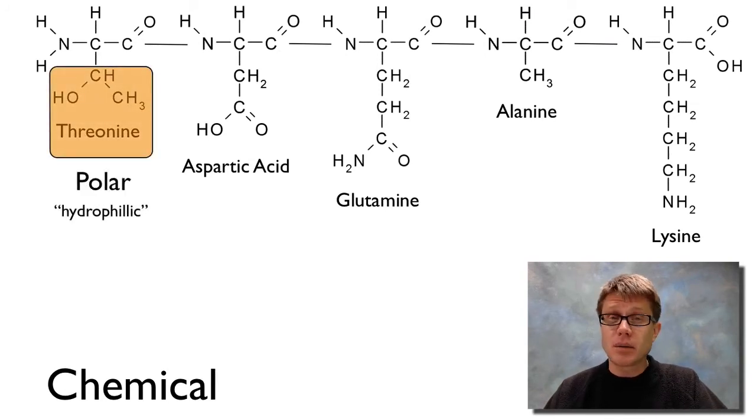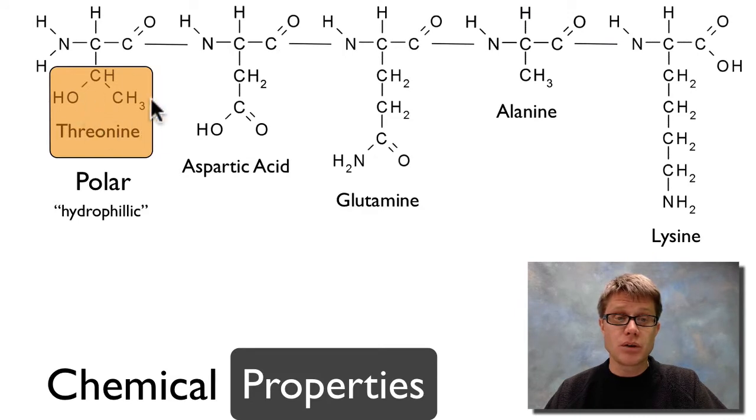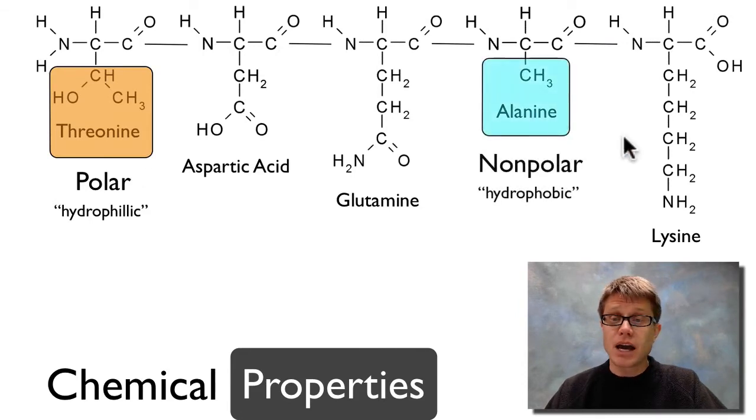These are each going to have different chemical properties. And so, for example, this one right here, threonine, is going to be polar. What that means is it's going to have a charge. If we look at alanine right down the way, this is going to be nonpolar. And so why is that important? Well, if you're polar, then you're hydrophilic. That means that water is going to be attracted to you.